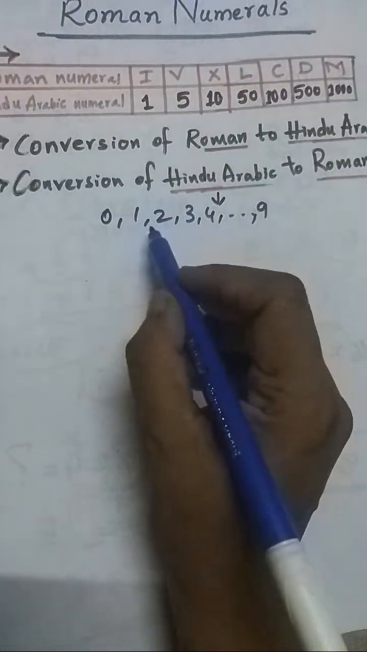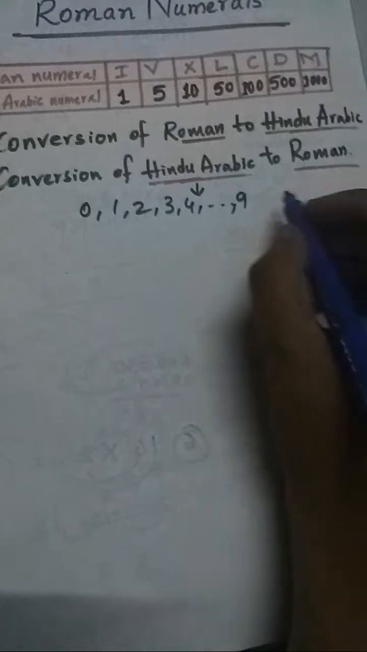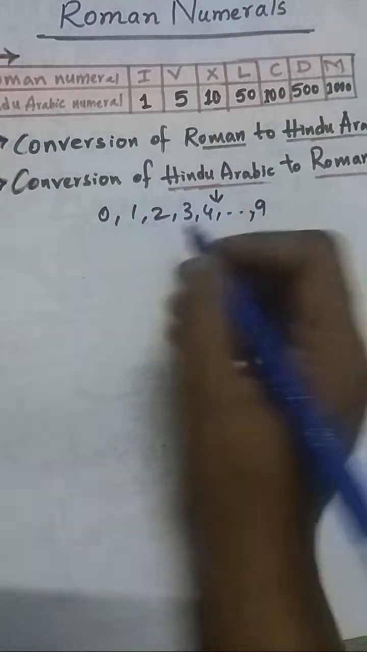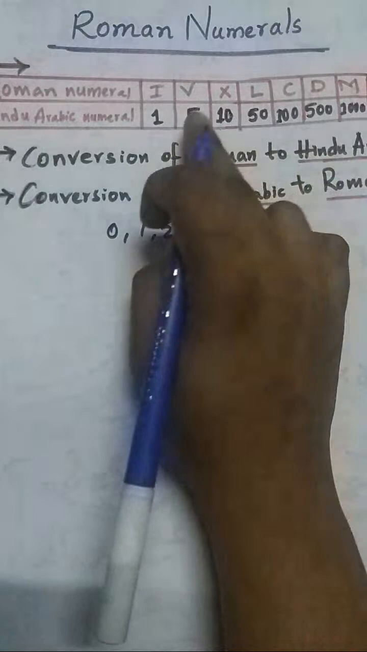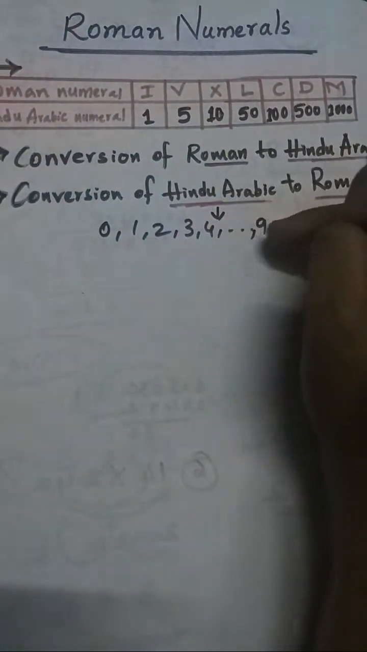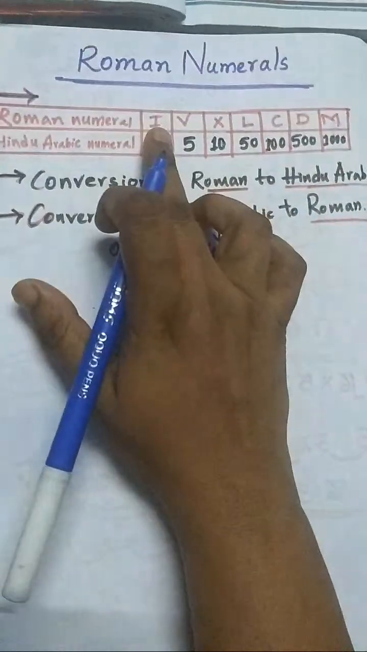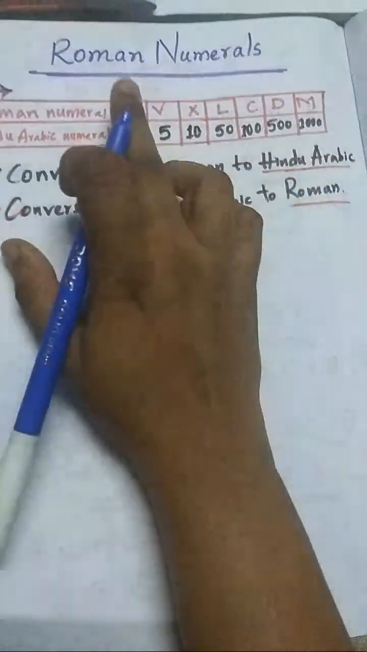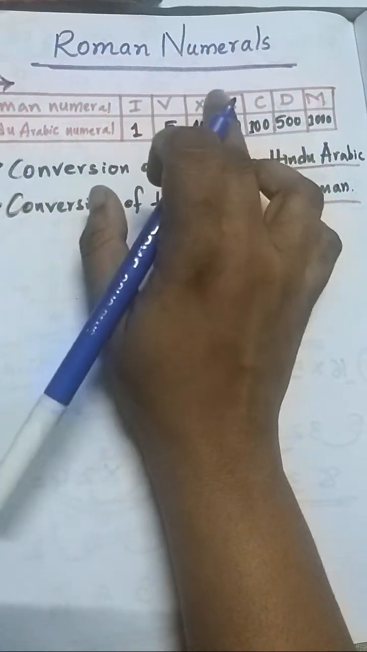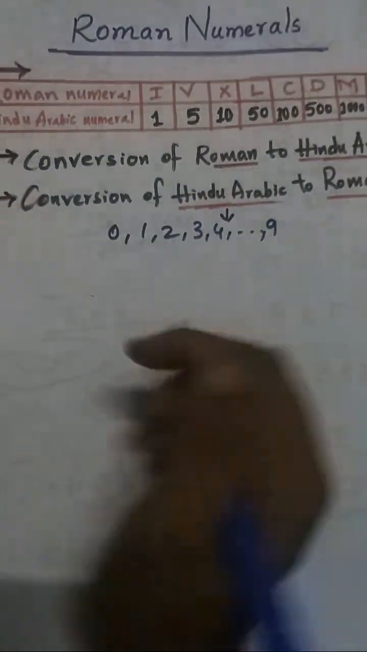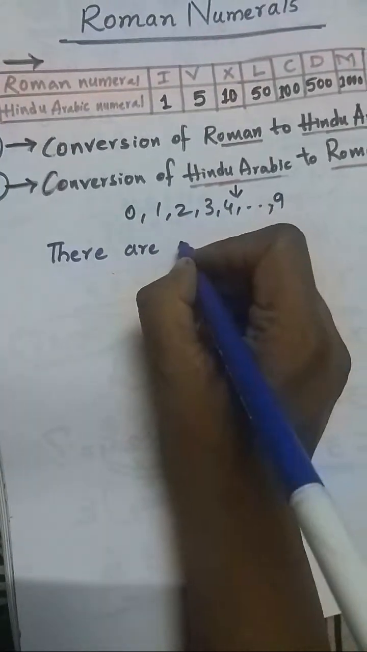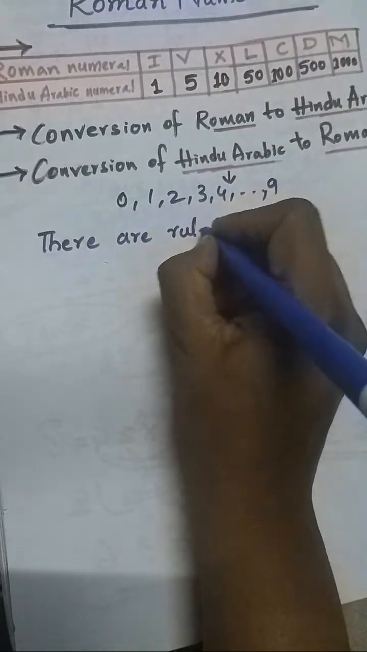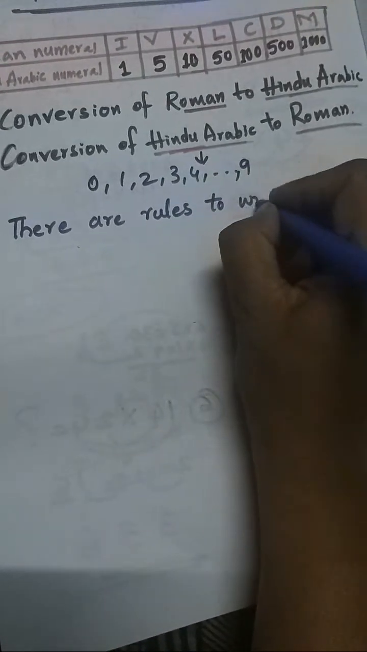Now 0, 1, 2, 3, 4 up to 9 are digits. We already know these numbers. By combining these numbers we have the symbols of Roman numerals, which are called I, V, X, L, C, D, M. There are different rules to write Roman numerals.